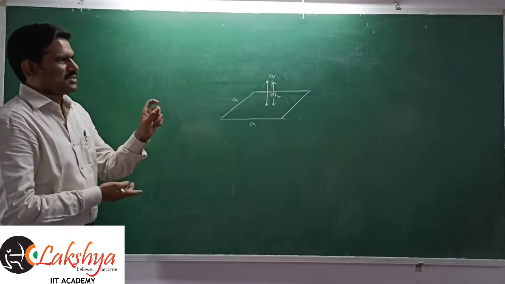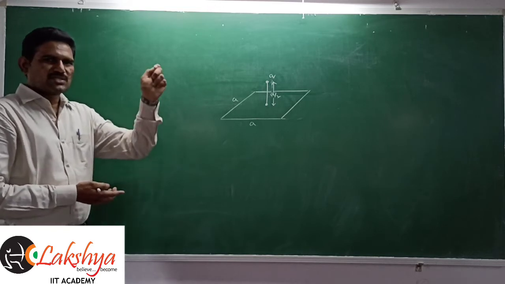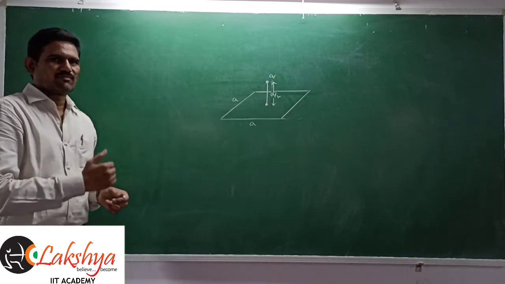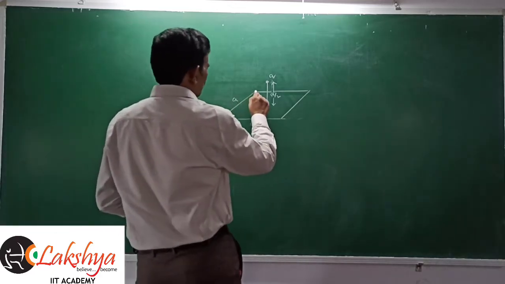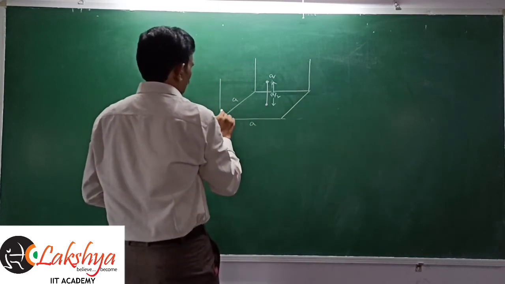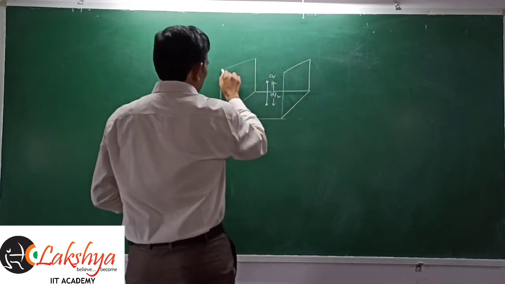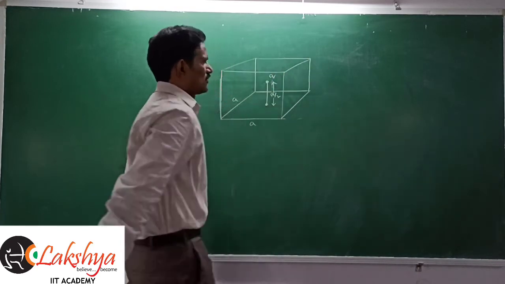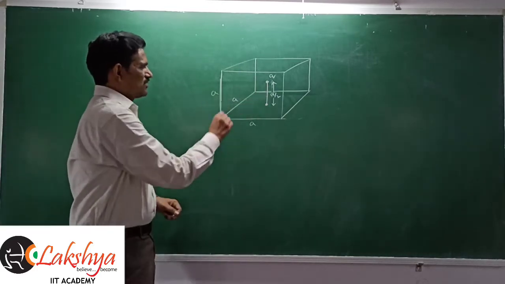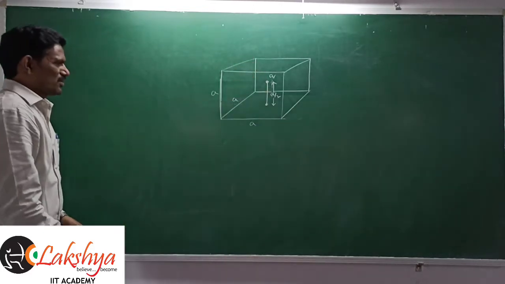It is given that it's a square with side A, and we are placing a charge above the center. Now what I am going to do is construct a complete cube with side A. So this is a cube I am going to construct here. Got it? Now that becomes a cube, and the side of this cube is A. And our charge is placed at the center of the cube.